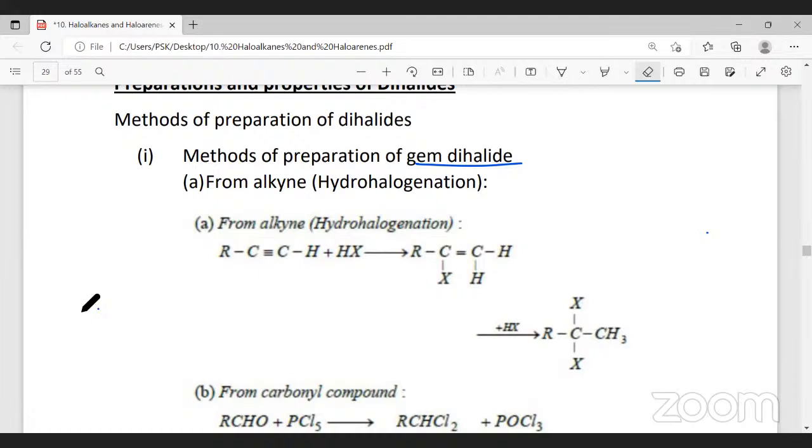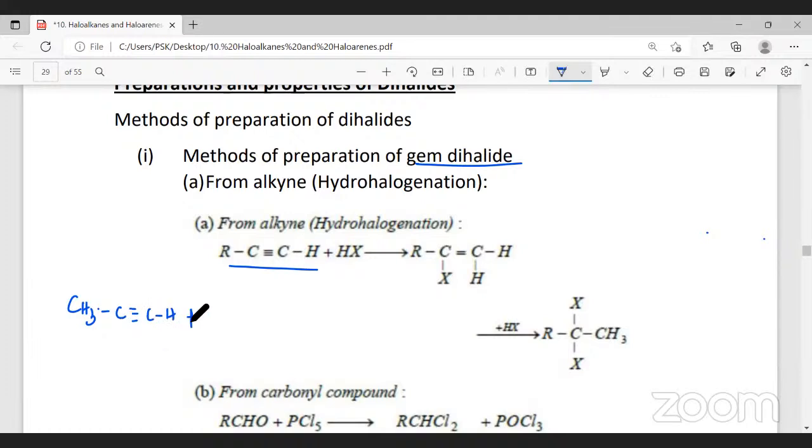C triple bond CH. Now we will take a specific example. 1 propyne. This is 1 propyne. See, 1, 2, 3 carbon atoms. So therefore, the root word is prop, and you have a carbon to carbon triple bond. Therefore, it must end with yne: propyne.